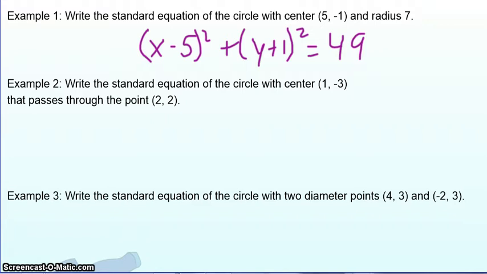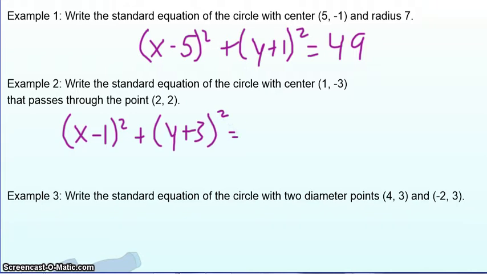It says write the standard equation of a circle with a center of (1, -3). So I'm going to start that. (x - 1)^2 + (y + 3)^2 equals, and the only other information I have is that it passes through the point (2, 2). So I need to find the radius.